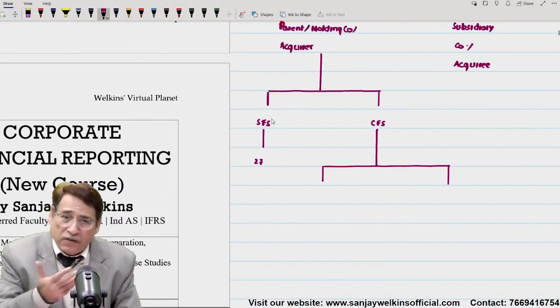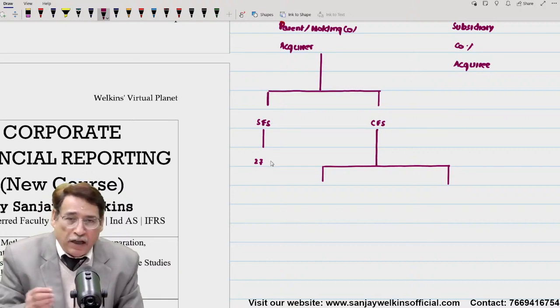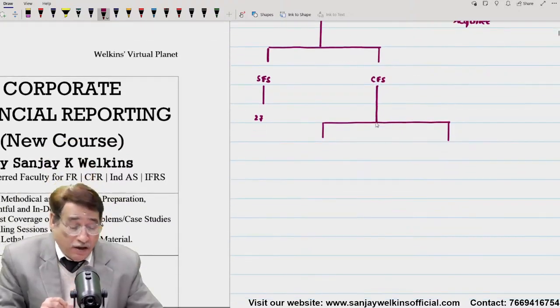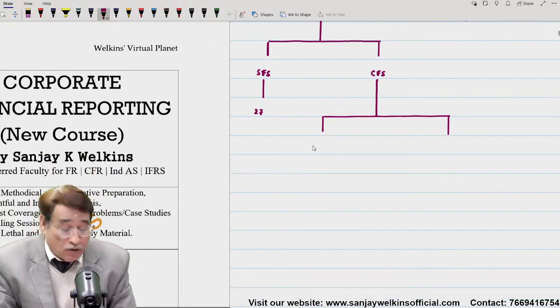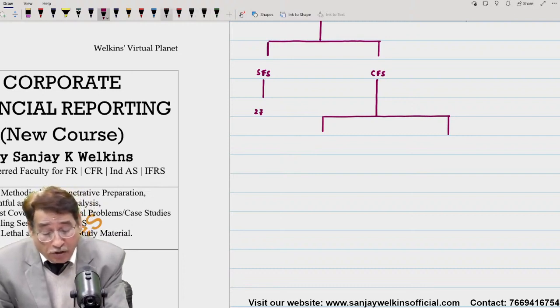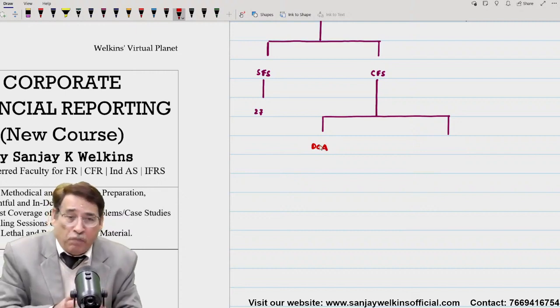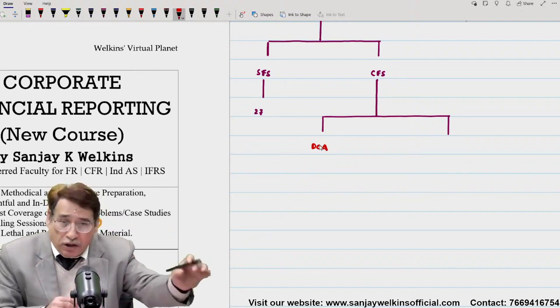One is the separate financial statement, which, as usual, will be prepared in the light of Ind AS 27. However, this time you will also prepare a consolidated financial statement. See what I am writing, and pay attention. This time, the parent company will prepare the consolidated financial statement on the date of acquisition. The date of acquisition means the date on which we got the control.